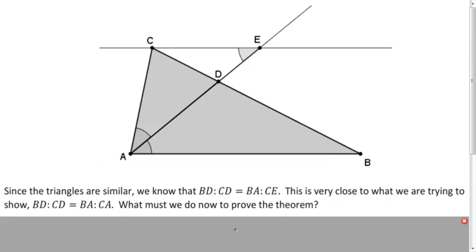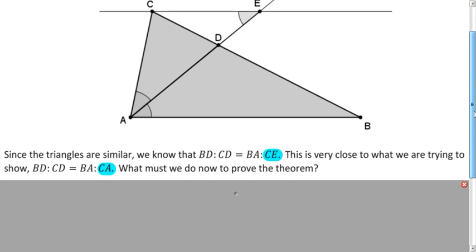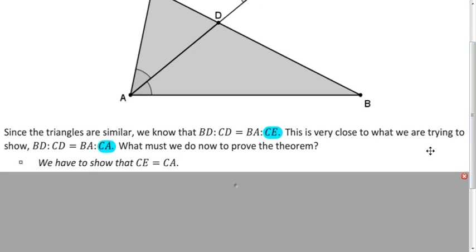And now, if you look at this diagram, since they're similar, we have BD divided by CD, that's the same as BA divided by CE. That's close to what we want to show. There's a difference there, though. What we want to prove is the second proportion written down here. The difference is that we have a CA here and a CE from our current proportion. How can we fix that? What do we have to prove in order to solve our problem? We'd have to show that CE equals CA.